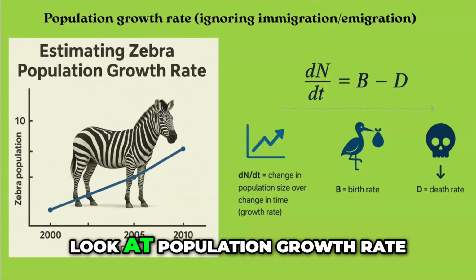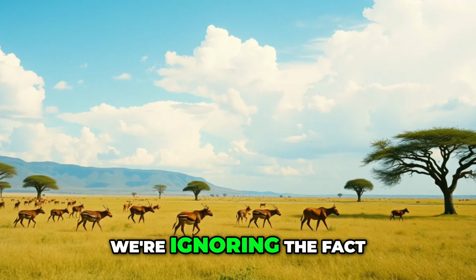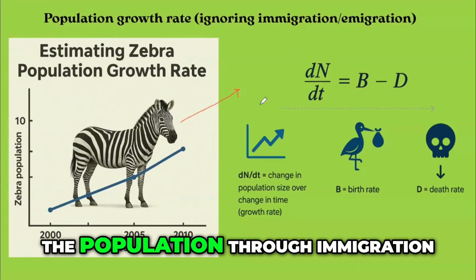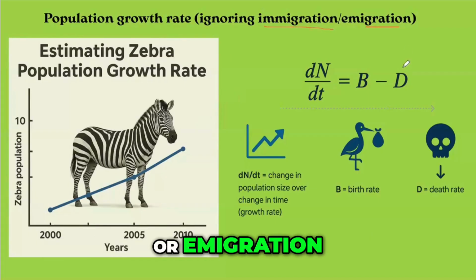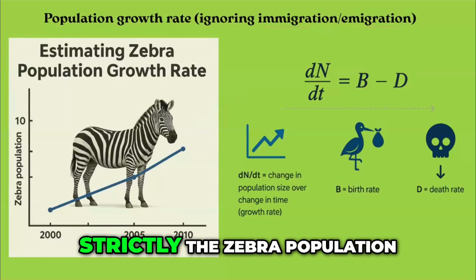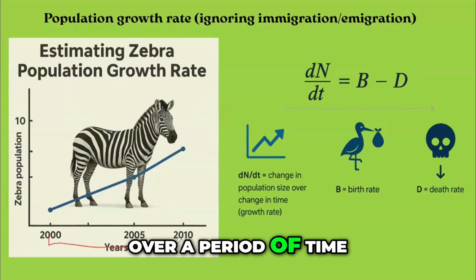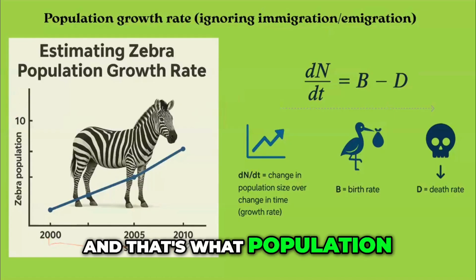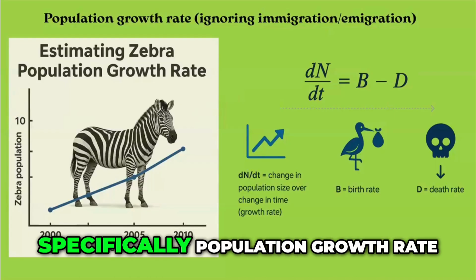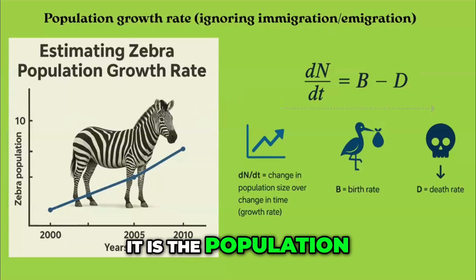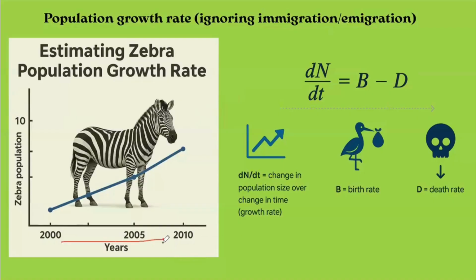When we're taking a look at population growth rate, we're ignoring the fact that zebras can come in and out of the population through immigration or emigration. We're looking at just strictly the zebra population within a given area over a period of time. And that's what population growth is, specifically population growth rate. It is the population growth within a period of time.